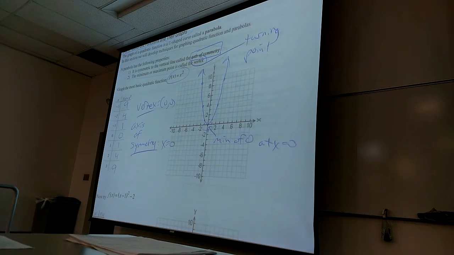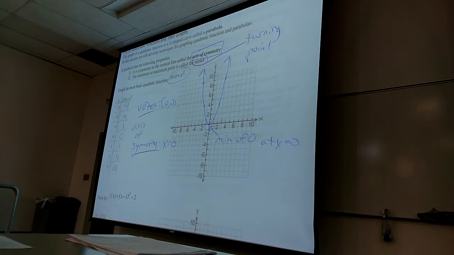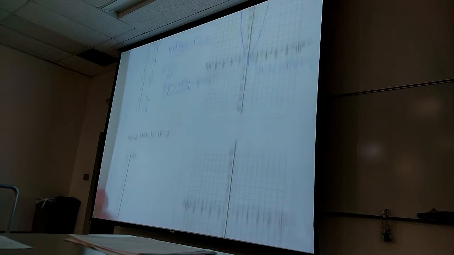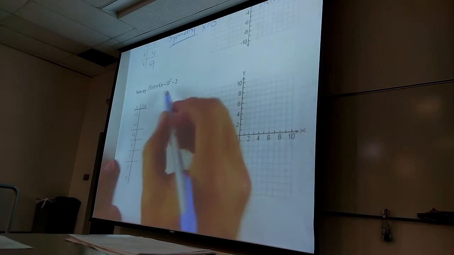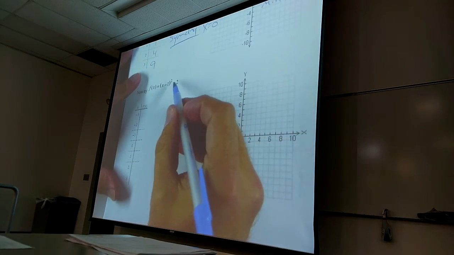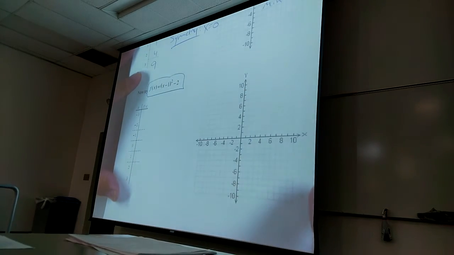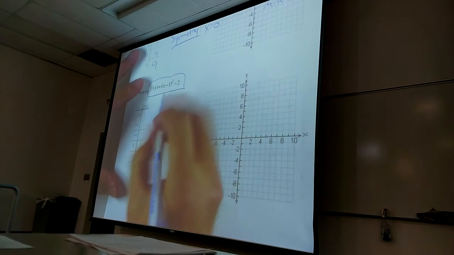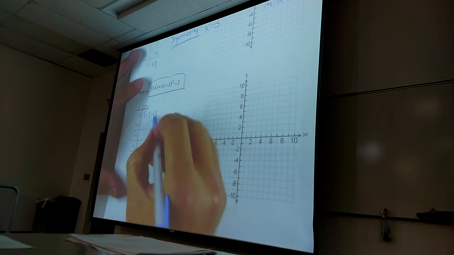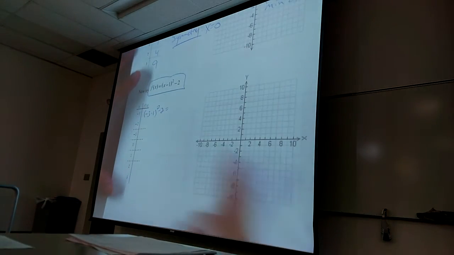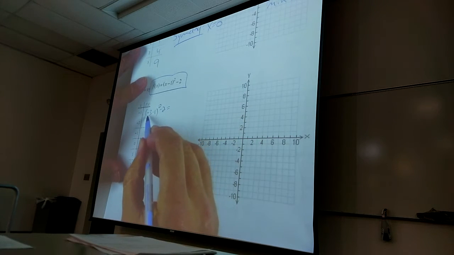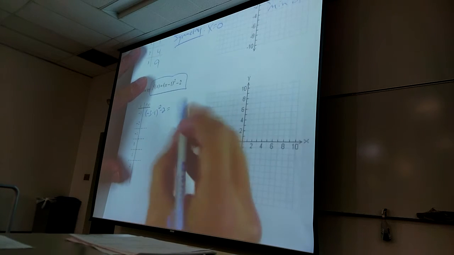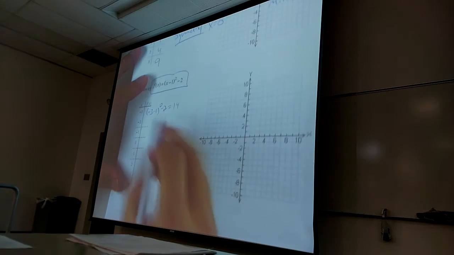So let's try one more out. Let's take about 5 minutes. Perfect. I'll do this with you guys. So now we're doing this. Let's see what we get when we plug a negative 3 in. We get negative 3 minus 1 squared minus 2. Somebody help me out. Negative 3 minus 1 is negative 4, squared is 16, minus 2 is 14.